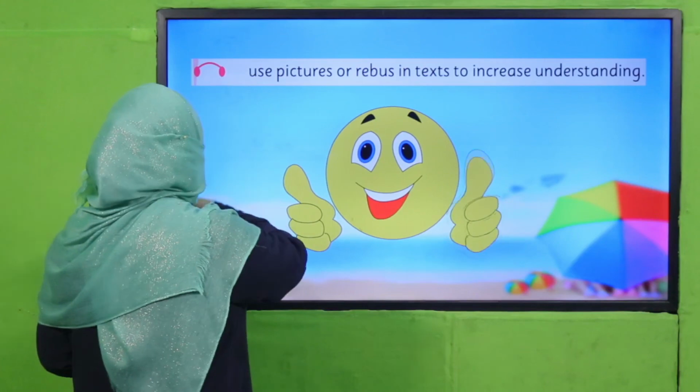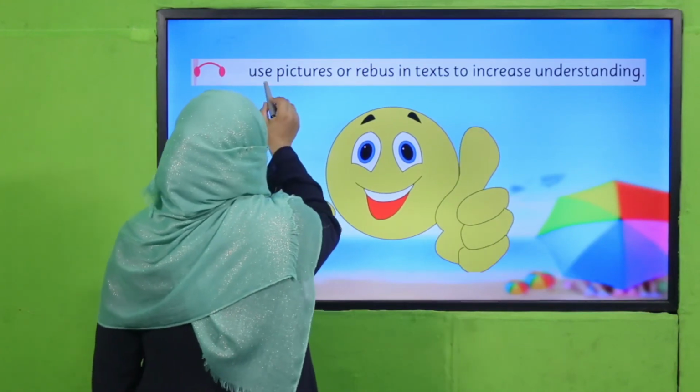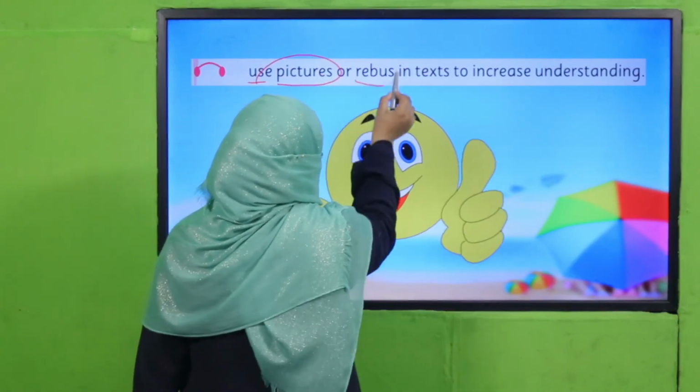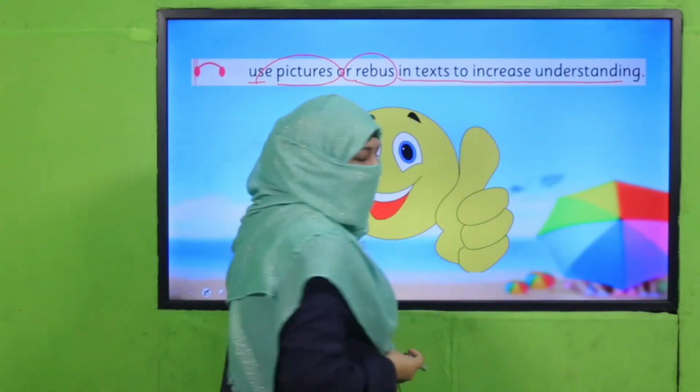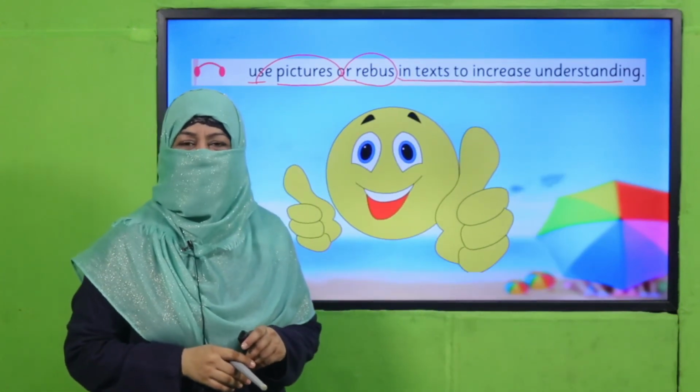So what we have learned today is that we use pictures or rebus in text to increase understanding. Are we done with it? Yes. So that's it for today.